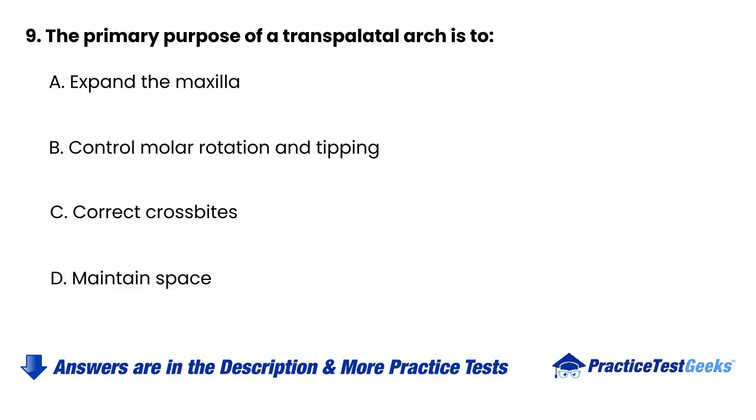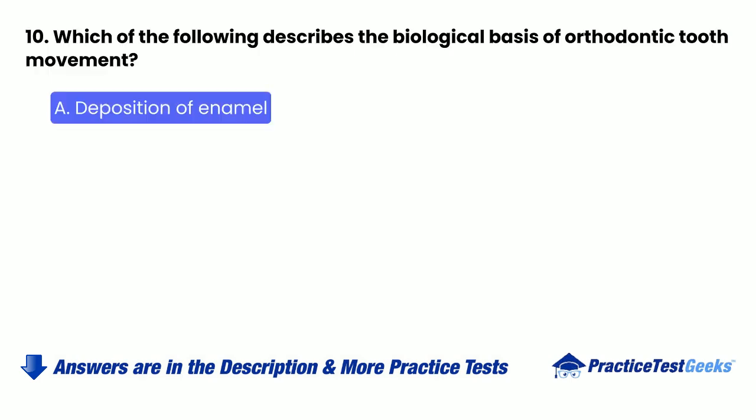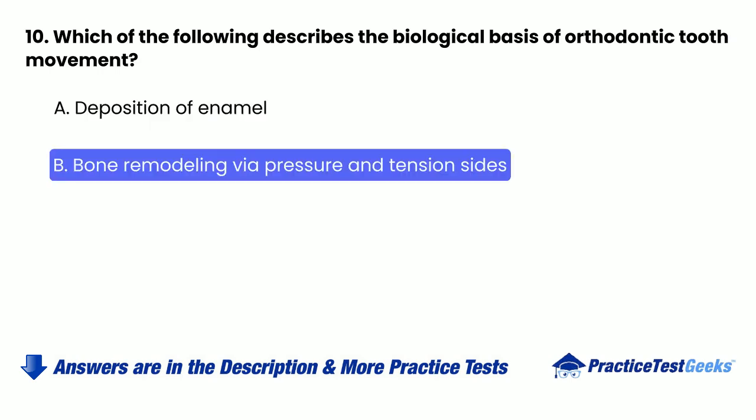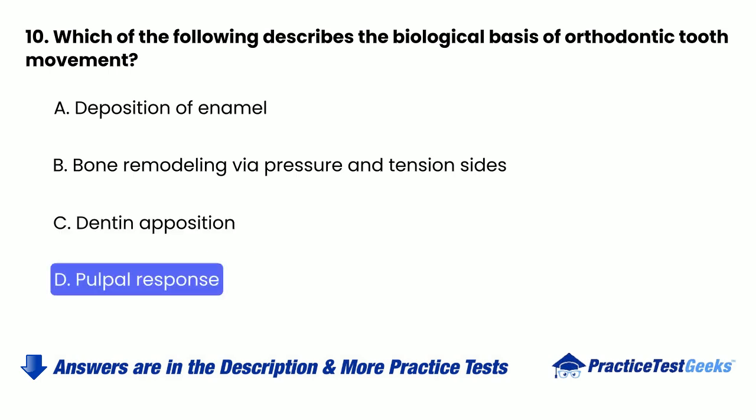10. Which of the following describes the biological basis of orthodontic tooth movement? A. Deposition of enamel. B. Bone remodeling via pressure and tension sides. C. Dentin apposition. D. Pulpal response.